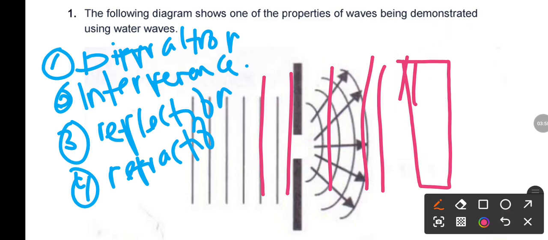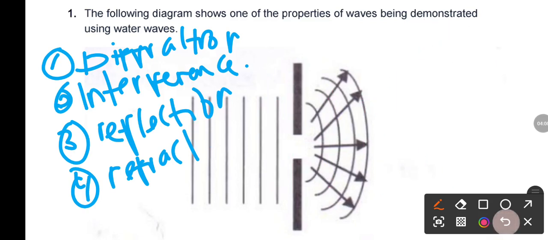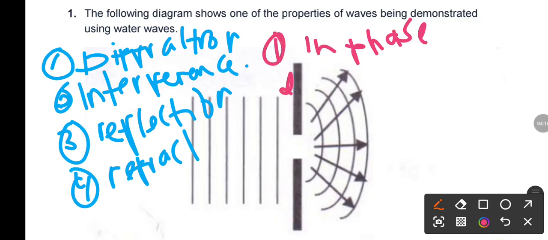analyze the second property of waves, which we are calling interference. Interference occurs when 2 waves meet in phase or out of phase. So we're saying that interference would occur when 2 waves either meet in phase or when they meet out of phase.